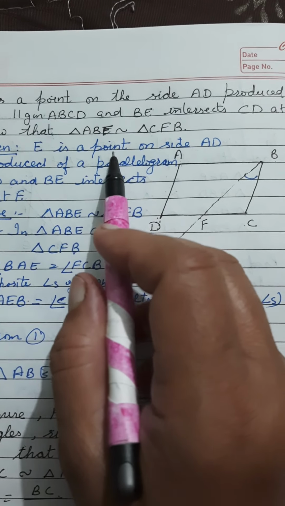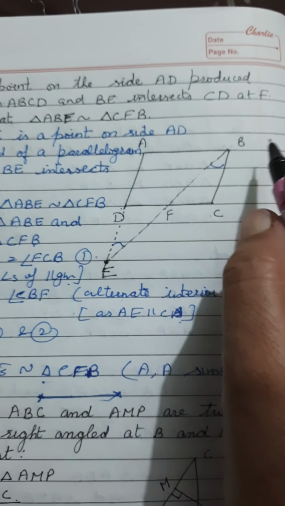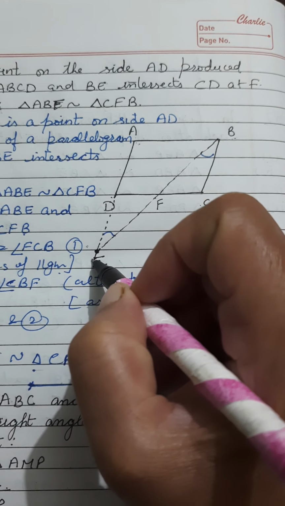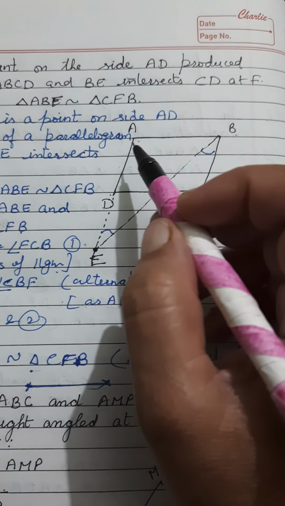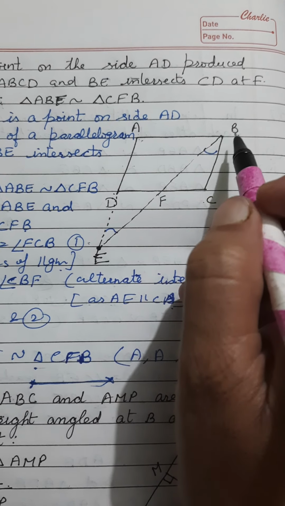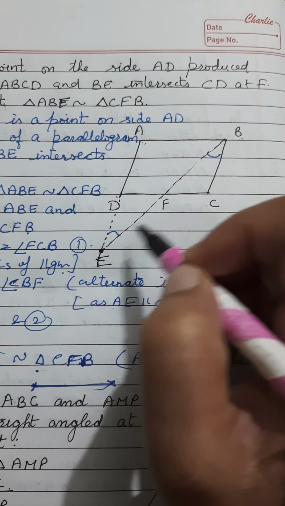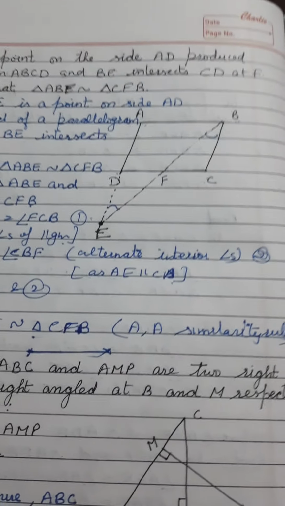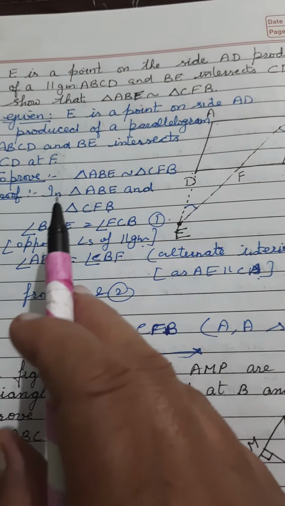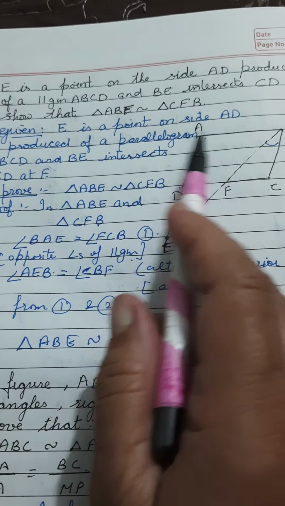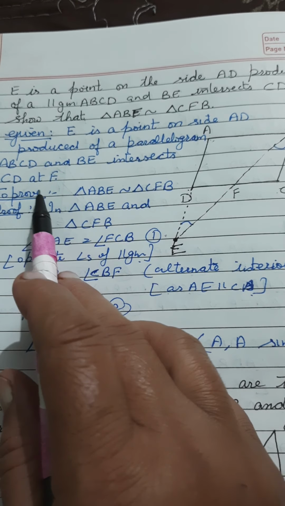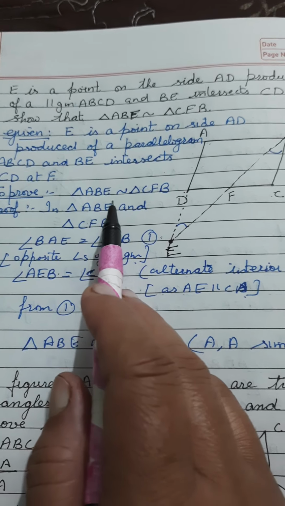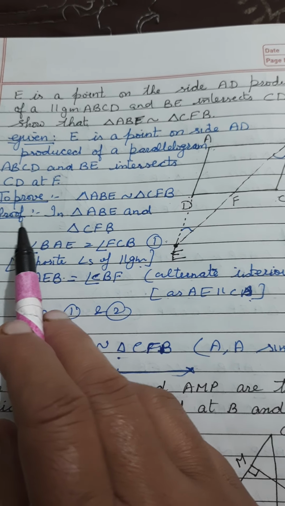Show that triangle ABE is similar to triangle CFB. We have to prove triangle ABE is similar to triangle CFB. Given is E is a point on side AD produced of parallelogram ABCD and BE intersects CD at F. To prove is triangle ABE is similar to triangle CFB.